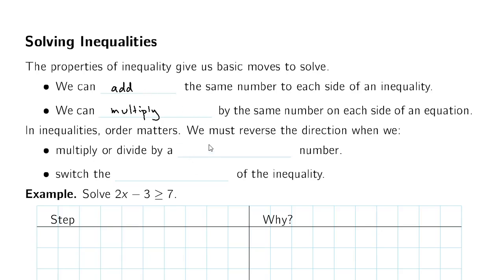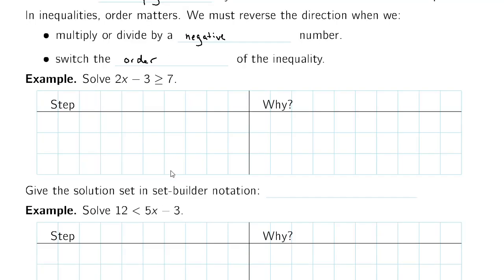sign. If we multiply or divide by a negative number, and if we switch the order of the inequality. So we want to switch which side each symbol is on. We need to switch the direction of the inequality. So let's just do some examples of solving some inequalities.